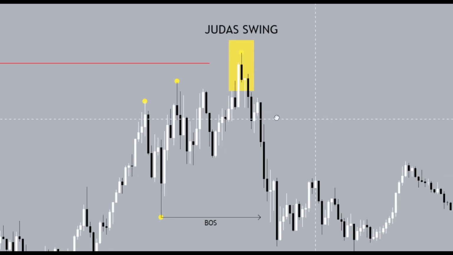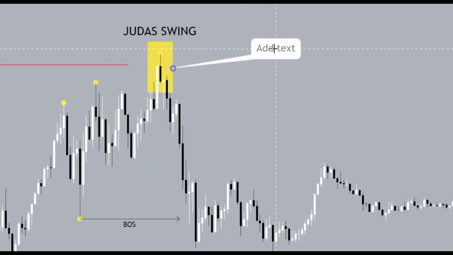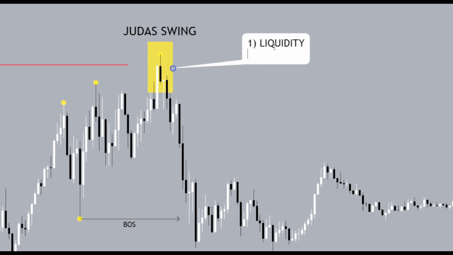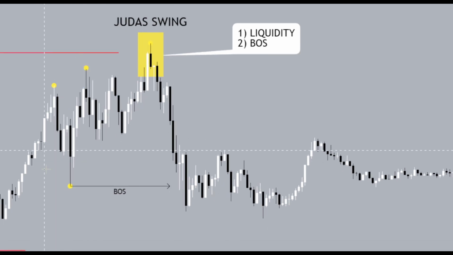So what validates a Judas swing? Well, there's two things, right? The first thing is it must sweep liquidity, often Asian range liquidity, but it must sweep liquidity. And the second thing is it must lead to a break of structure, which it has done over here, right? Notice how market structure has shifted in this region. Now from here, the most important thing to do is to identify the order block.